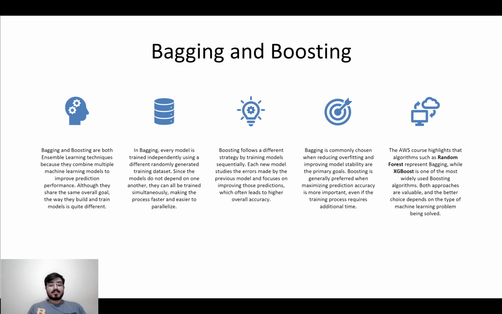Another important difference is their main objective. Bagging is mainly used to reduce overfitting and improve model stability. Boosting is mainly used when achieving the highest possible prediction accuracy is the top priority. Your presentation also highlights two well-known examples. Random forest is a popular bagging algorithm, while XGBoost is one of the best known boosting algorithms. Both techniques are valuable, and the right choice depends on the machine learning problem you are trying to solve.